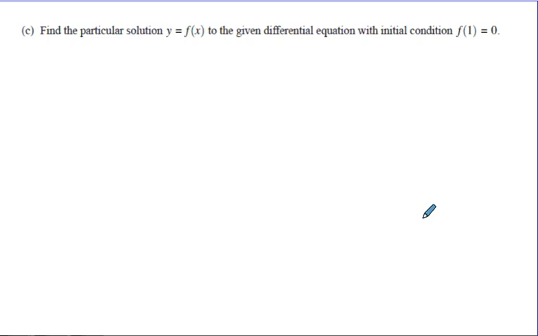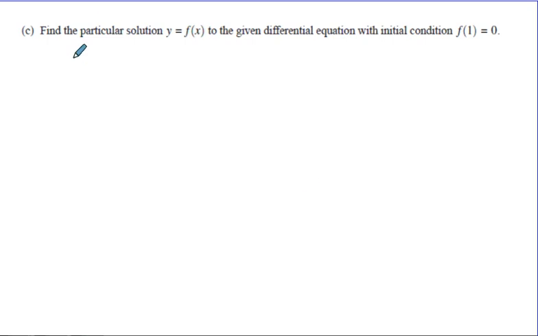All right, for part C, we're asked to find a particular solution to the given differential equation at the initial condition f of 1 is 0. So this is where we actually have to separate variables and solve for y.